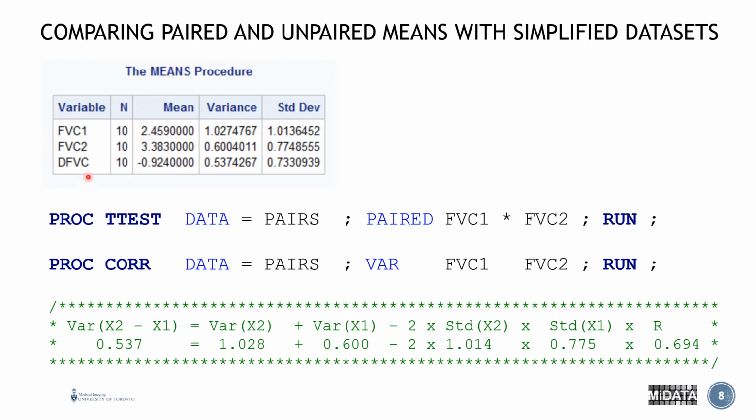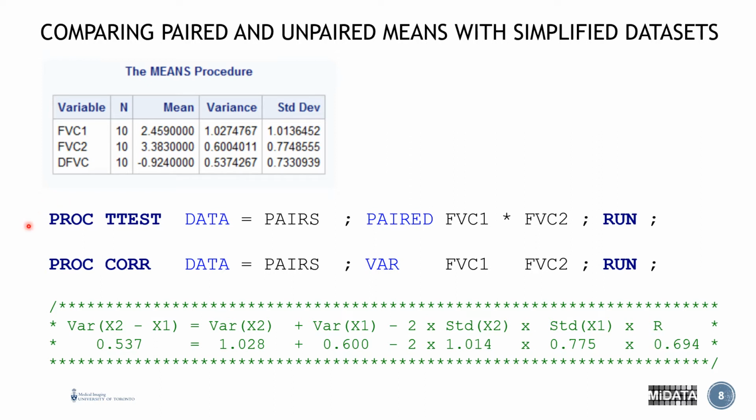Here's the three variables, FVC1, FVC2, difference in FVC. Of course, n equals 10 for all three. Here are your means. It's a negative difference here, but that's just because of the way the variables FVC1 and 2 were ordered. Here's your variance and your standard deviation.